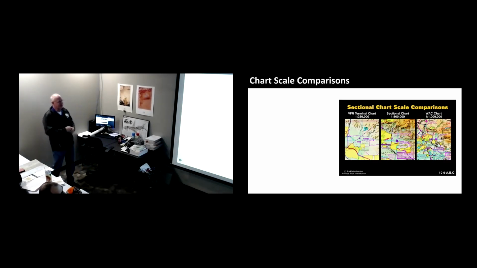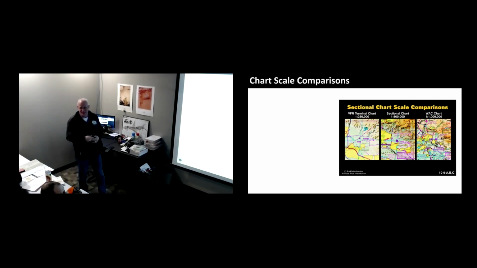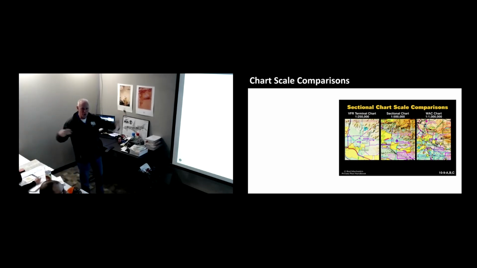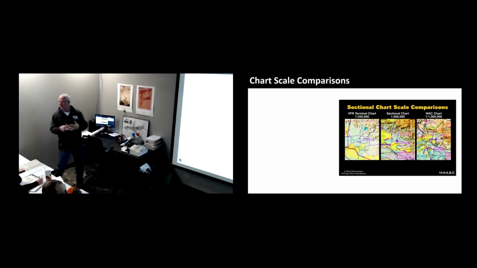We talked about the sectional chart being 1 to 500,000. Half that, okay, so the TAC chart brings it within half the distance, half the scale. 1 to 250,000 gives you a much crisper view of what's in that area, and therefore you may see things on the TAC chart that aren't indicated on the sectional chart. Right, you have more real estate.